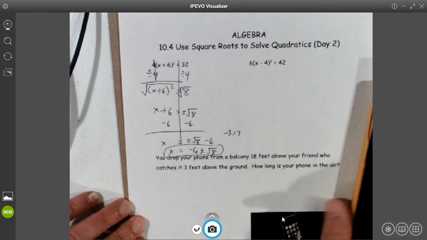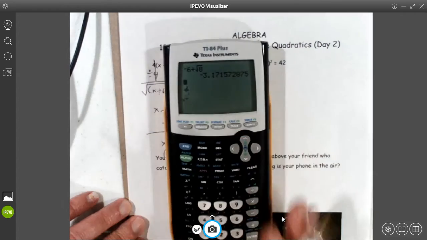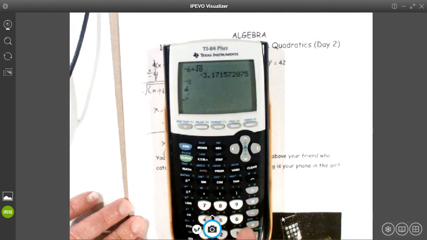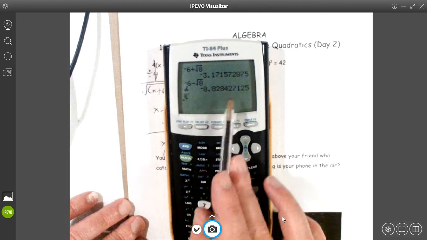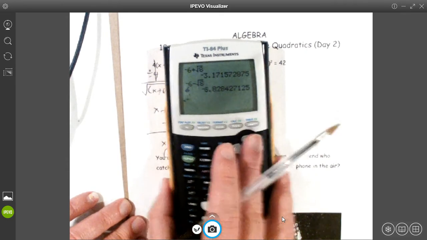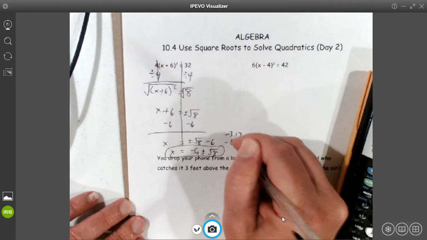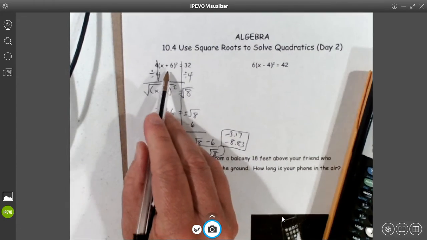And then I also want to do negative 6 minus the square root of 8. And that gives me about negative 8.83. If I was going to round to the nearest hundredth, that 8 would bump that 2 up. So about negative 8.83. And again, these are approximately the two answers that would make this equation true.